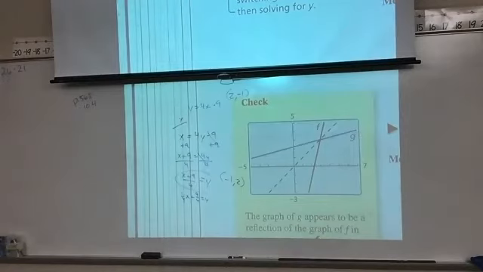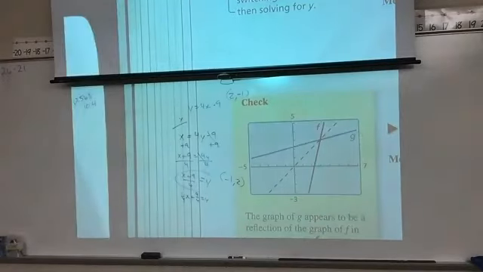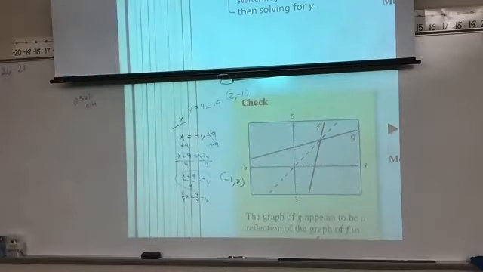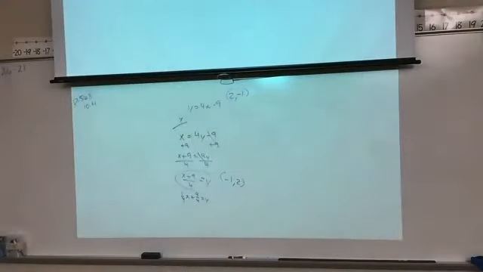All right, so we are simply switching those variables, solving for y, and then they might ask you to graph it as well. Questions on that? Okay, we've got to look at 2 more here.